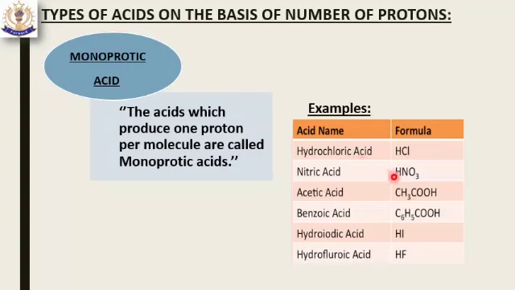Nitric acid HNO3 also can produce only one proton at a time, so it is also called monoprotic acid. Acetic acid CH3COOH is also a monoprotic acid because it can produce only one proton at a time. Benzoic acid can also produce only one proton. Hydroiodic acid or hydrogen iodide can produce only one proton. Similarly, hydrofluoric acid HF can produce only one proton. So these all are monoprotic acids because these can produce only one proton at a time.